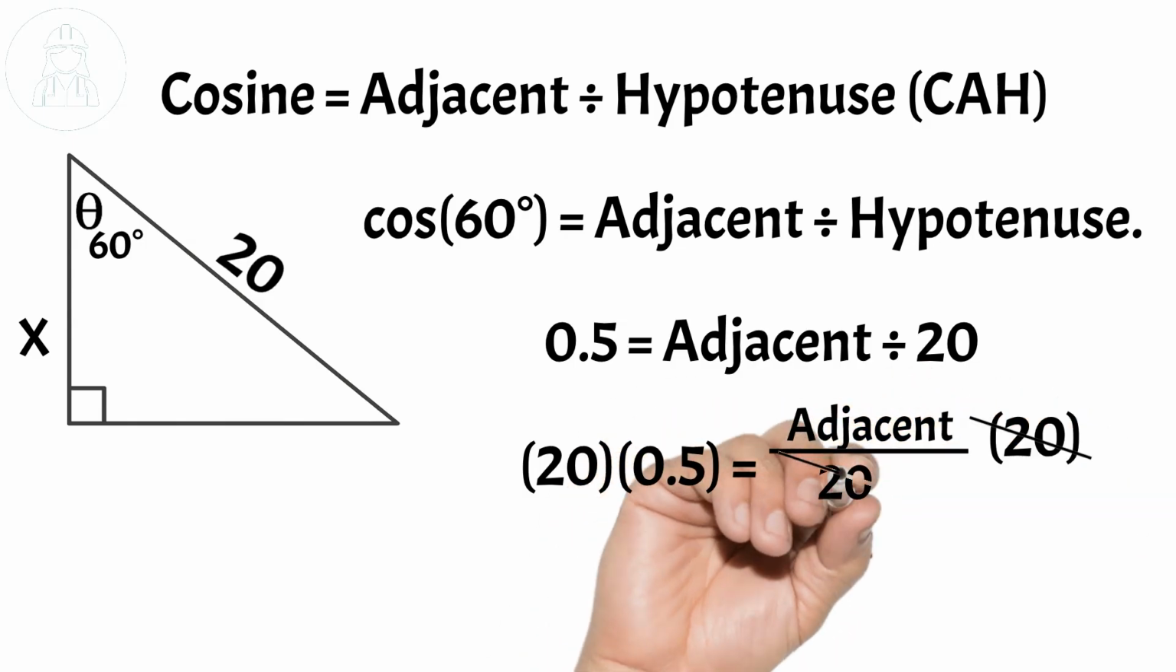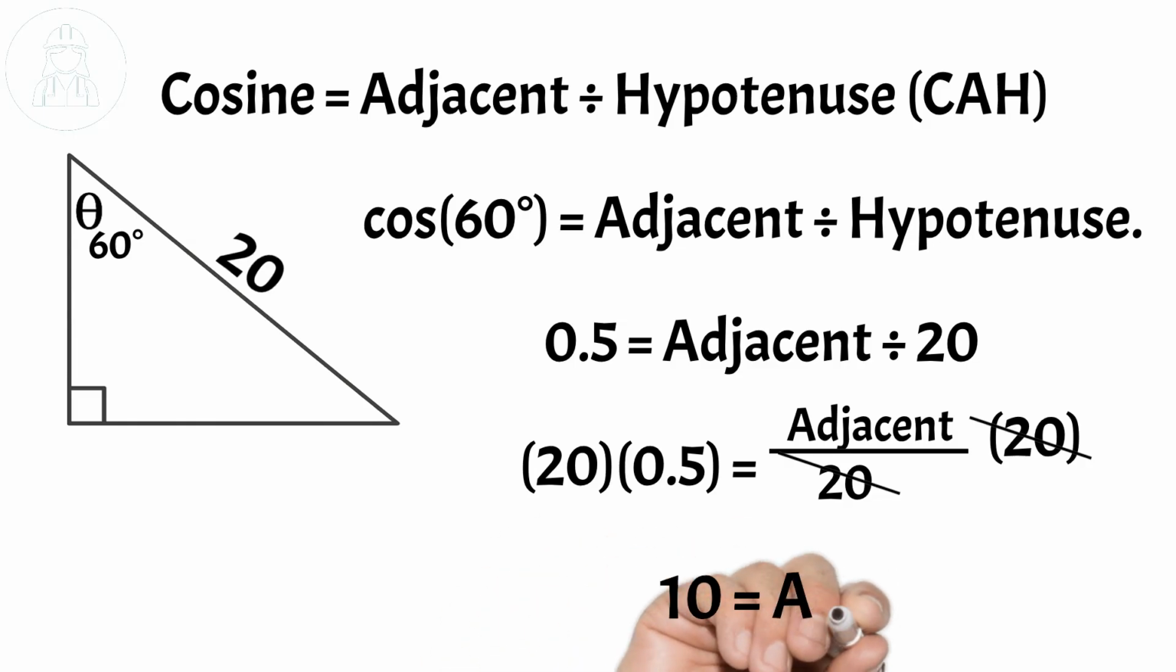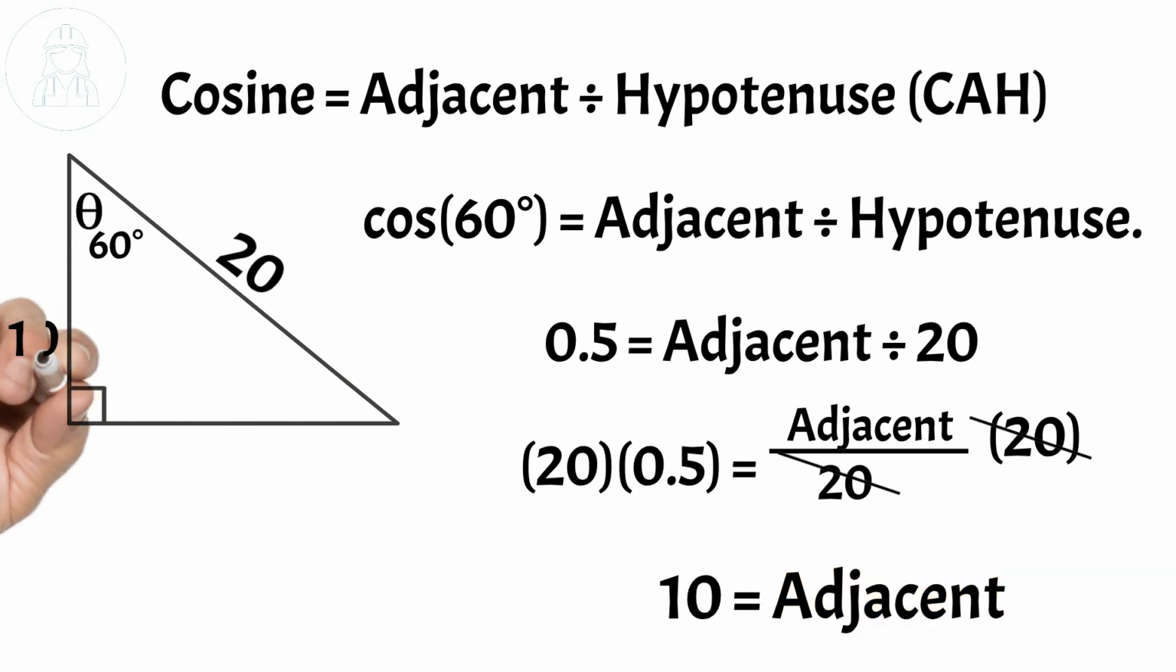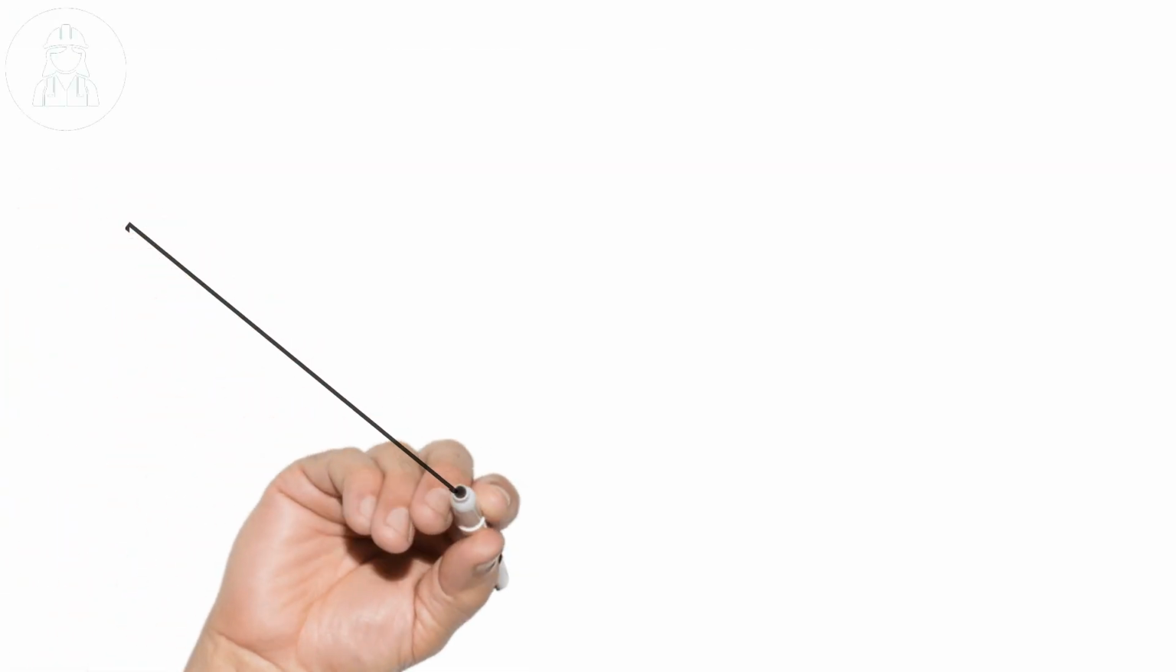That leaves us with adjacent equals 20 times 0.5. And multiplying gives us our unknown is 10. The adjacent side has a length of 10. There you go. Now let's look at the tangent function.